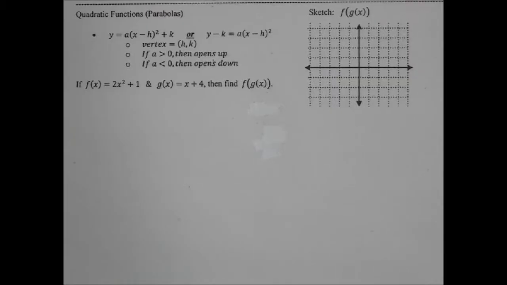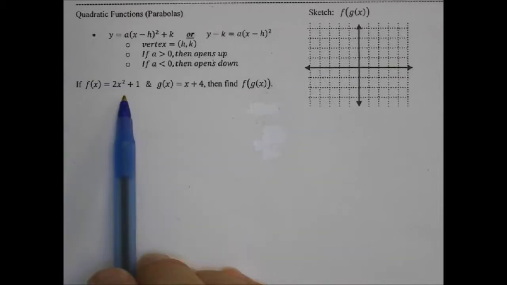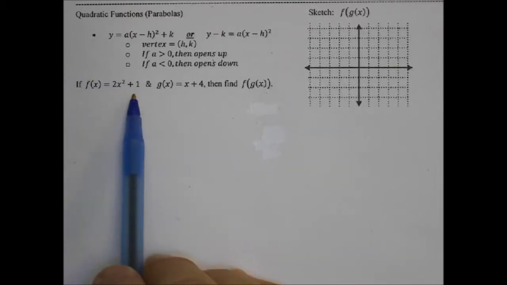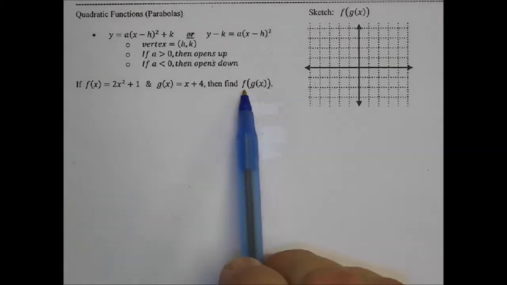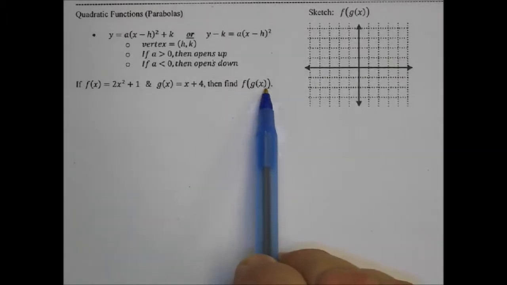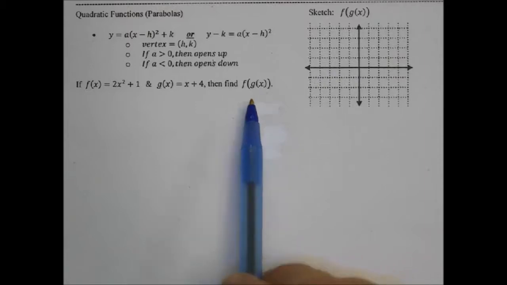To help with review, I thought I'd do a few problems off of our summary notes. The first one I chose was the composition problem that actually winds up forming a parabola. f of x is defined as 2x squared plus 1, g of x is x plus 4. So find f of g of x and then graph it. So we just work inside out.